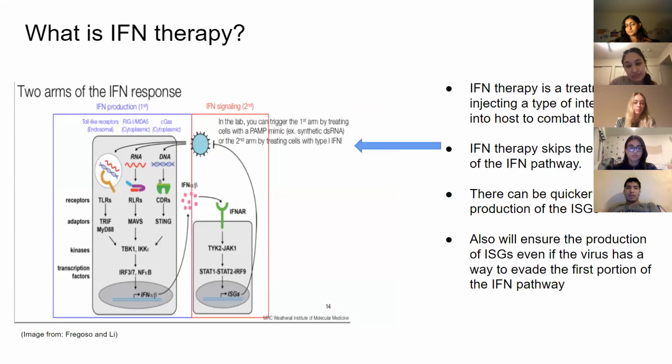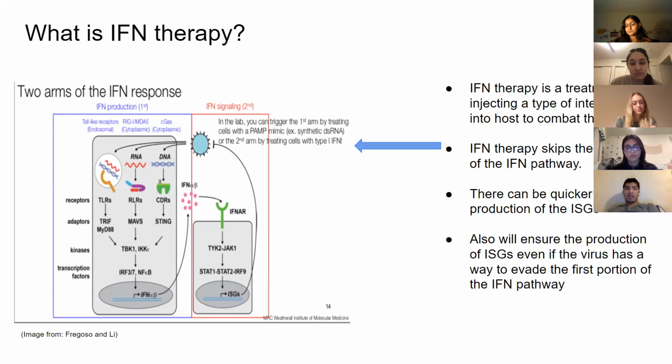So interferon therapy is a treatment that is given to patients by injecting them with a type of interferon to combat the virus. When someone is under interferon therapy, the first step of the interferon pathway is skipped, which is the production of interferons in the host cell. The injection of interferons into the host provides a quicker way for the production of ISGs because only interferon signaling needs to occur, which allows for the stimulation of ISGs.